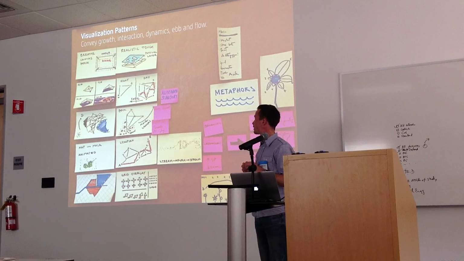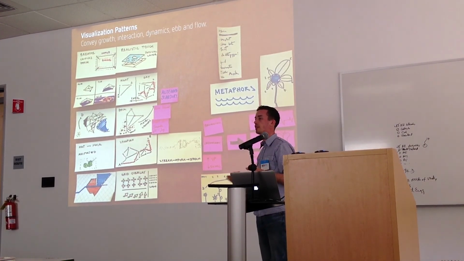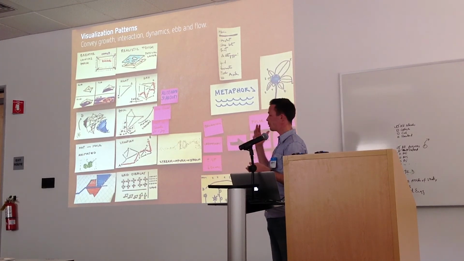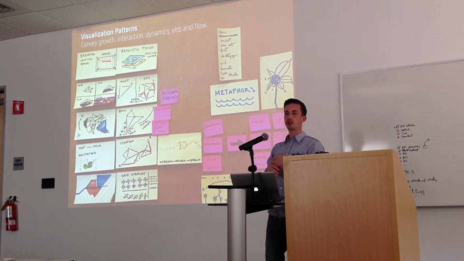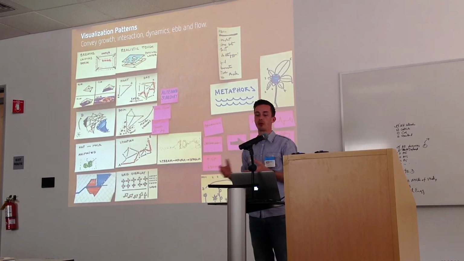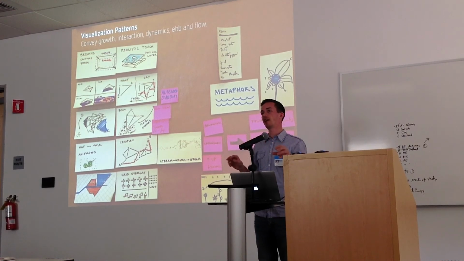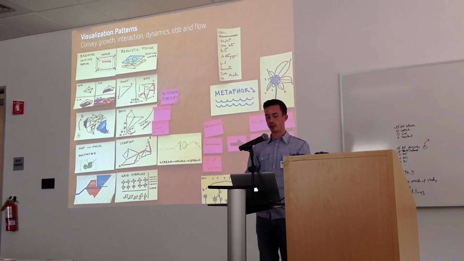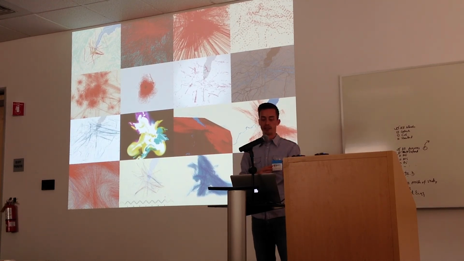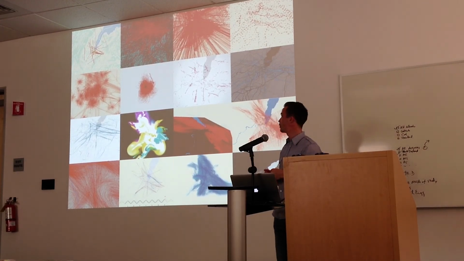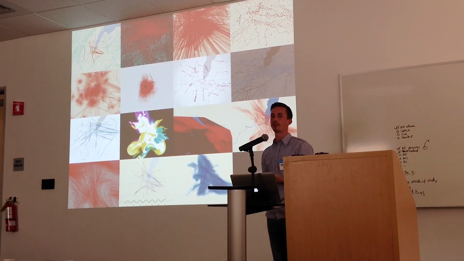So we distilled a few of what we call visualization patterns out of this collection because we wanted to communicate the notion of growth, the notion of interaction, the notion of dynamics, and ebb and flow. And then, as we identified these patterns, we started to experiment with the code and with the data. What you see here are just a few of the many, many more errors that we ran across when we work with data.